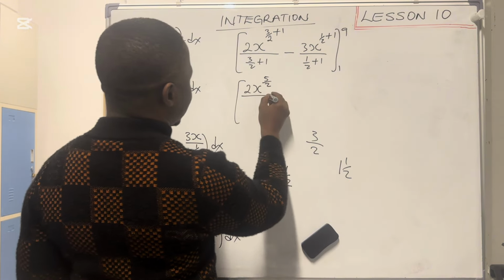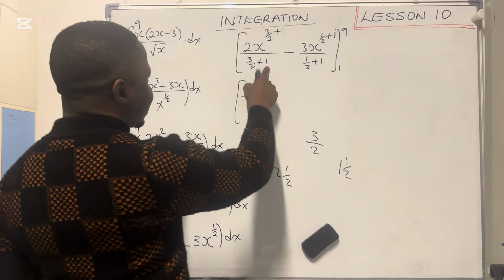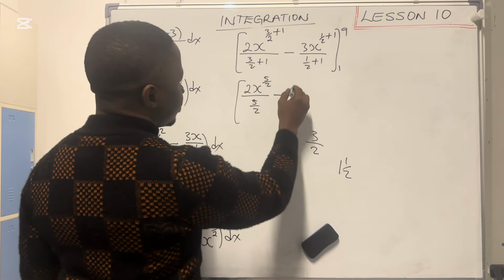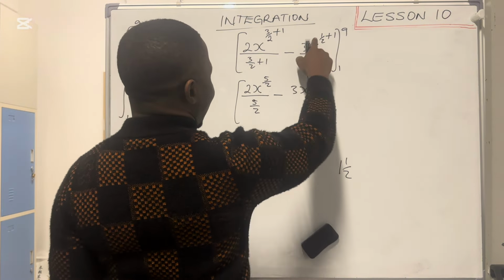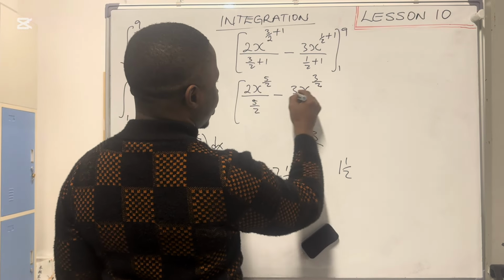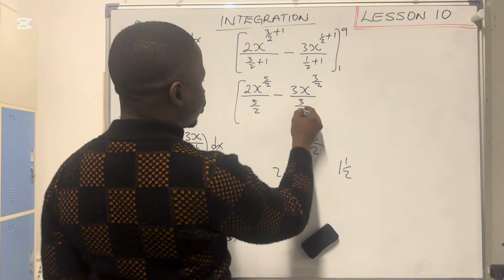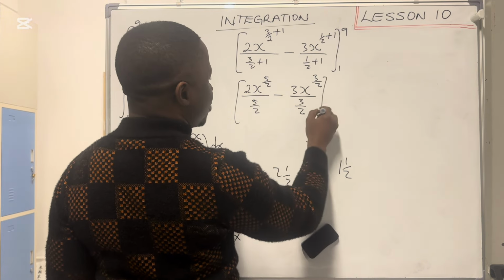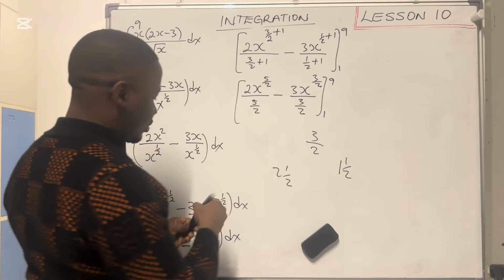So 5 upon 2, divided by, remember this and this is the same thing here. So 5 upon 2, minus 3x. Half plus 1 is 1.5, which is 3 upon 2. We divide by the same 3 upon 2, because this is the same thing we have here. So the limit from 1 to 9.